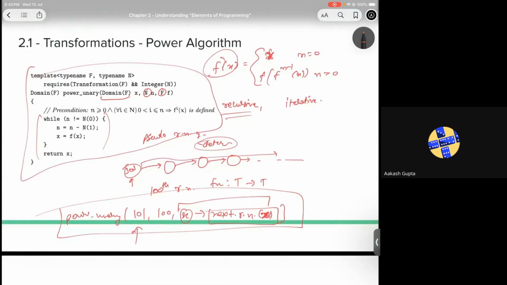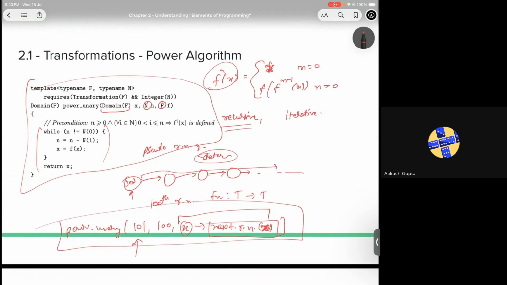Then we considered the power algorithm and how it is defined on generic inputs, and one of the parameters was the starting element x. The type of the parameter is dependent upon the type of transformation and the integer type which we are using.